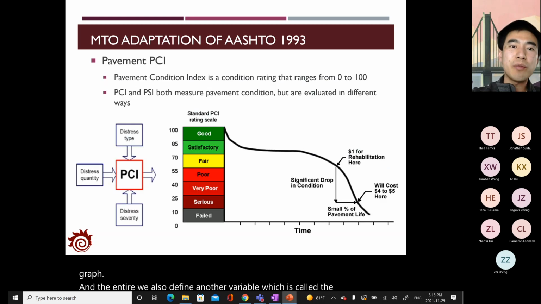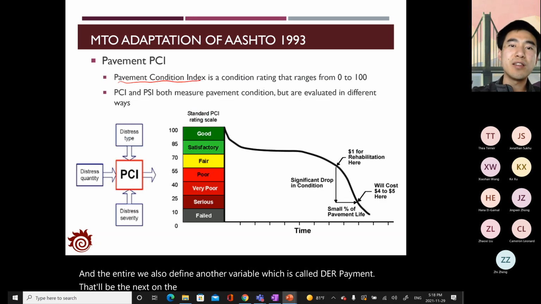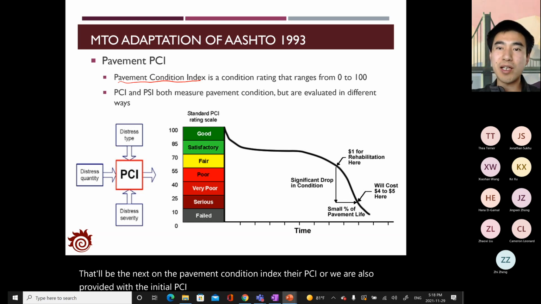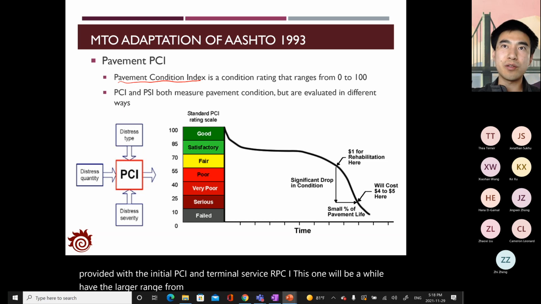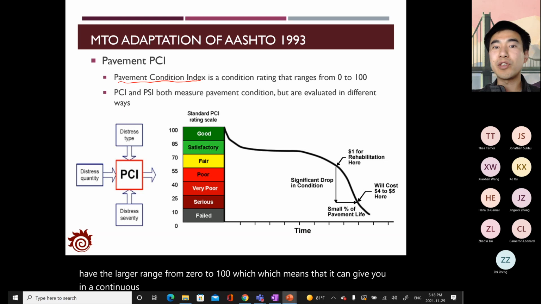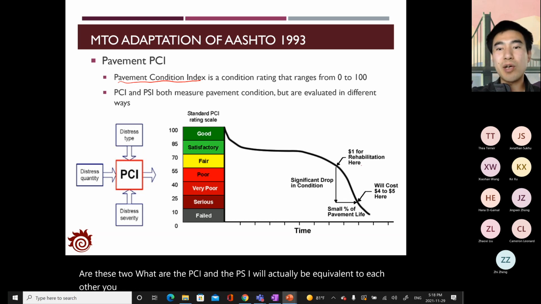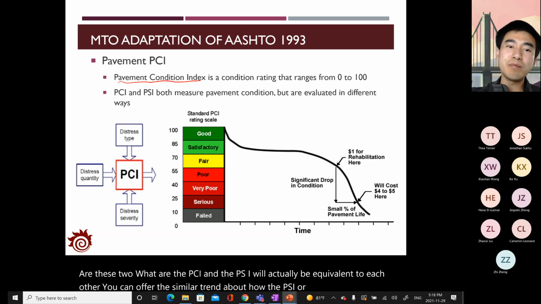And in Ontario, we also define another variable, which is the pavement condition index, the PCI. We are also provided with the initial PCI and terminal PCI. This one will have a larger range from 0 to 100, which means that it can give you a continuous index about the performance of the pavement. The PCI and the PSI will actually be equivalent to each other. You can observe a similar trend about how the PSI or PCI is changing over time.